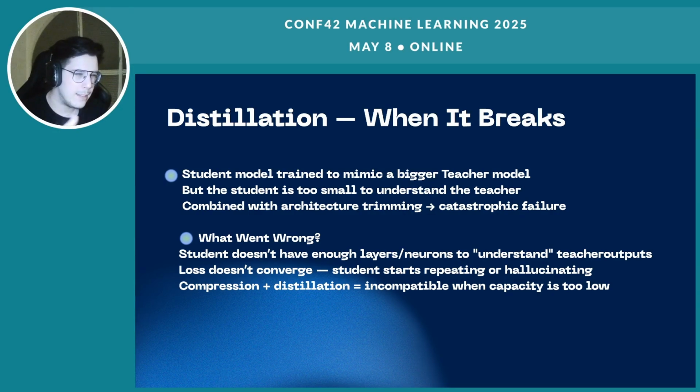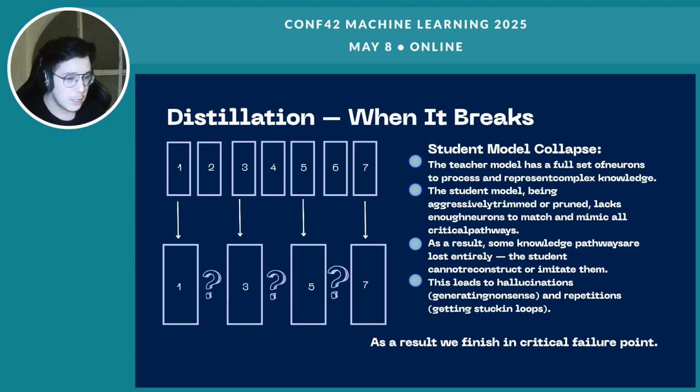You may also ask, why don't we apply distillation? And therefore, it's a breakpoint. The thing is that in this process, the student model is trained to mimic a bigger teacher model, but after we chopped the student model hard, it's just too small to understand the teacher. It means that the student just does not have enough layers to understand the teacher outputs, which means that our student model will try to compensate, and it will result in hallucinations and repetitions.